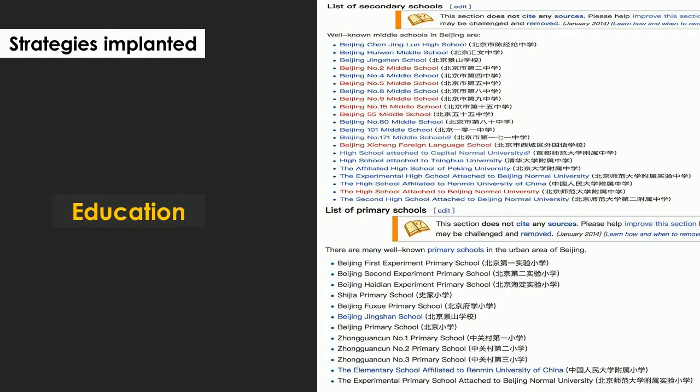At the same time as the construction of the subcenter, the government also moved the best education and medical resources in Beijing to the subcenter. 6 of the top 10 high schools in Beijing have already settled in.